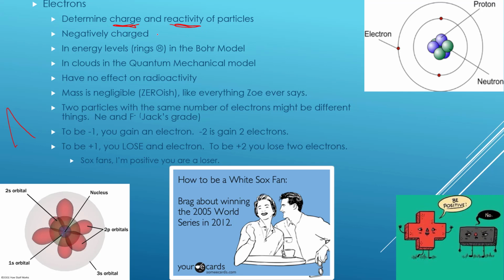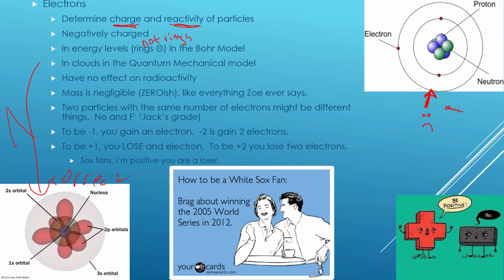Electrons are negative. Electrons are in energy levels, not rings. Rings are wrong, okay? This helps us with some things, but this is not the best representation. It helps us some, but it doesn't help exactly. So they're in energy levels in the Bohr model. They're in clouds in the quantum mechanical model. This is the correct one. This one is useful, but it's not correct.